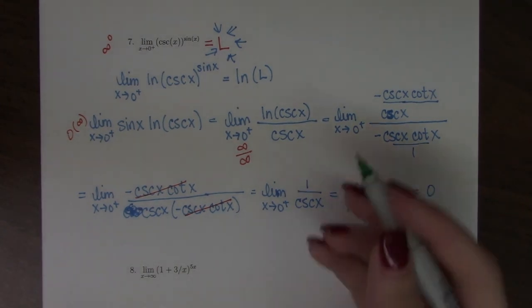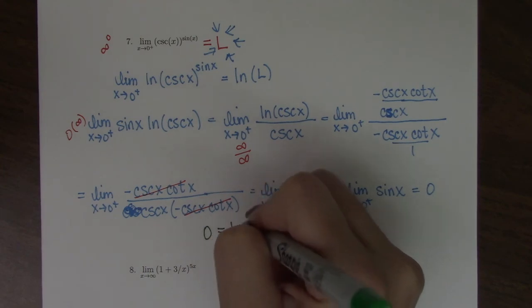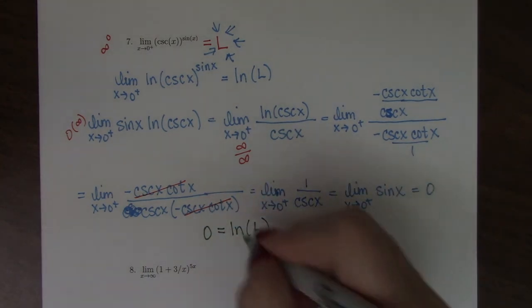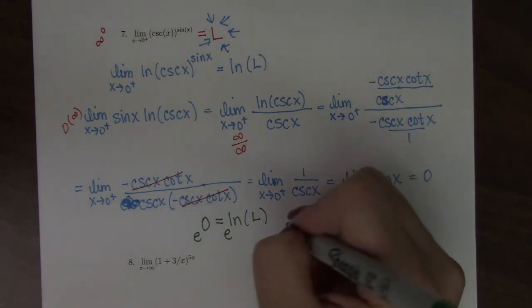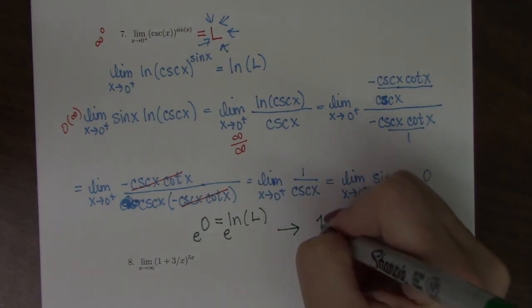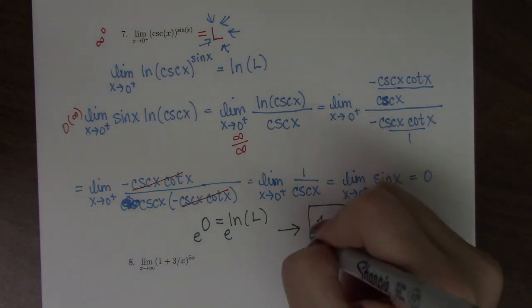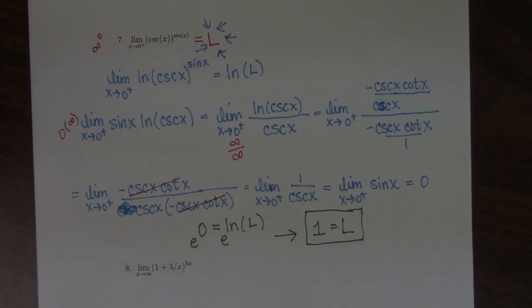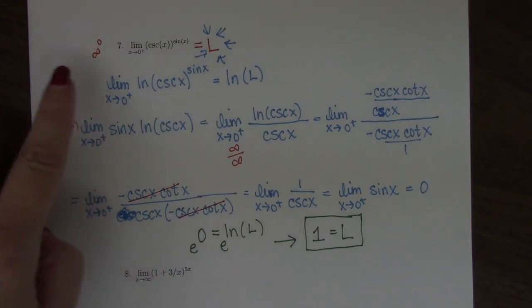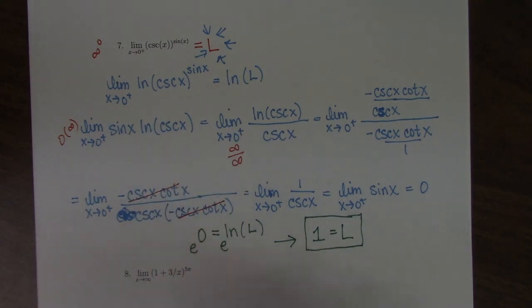We always have to do the last step of this problem when we use natural log. 0 is the natural log of L. To solve for L, we get rid of the natural log by raising e to both sides. So e to the 0 is 1, and e to the natural log cancels out. So this limit equaled 1. It's kind of wild that this indeterminate form turns into this indeterminate form, then we get it to this indeterminate form, and it all ends up being 1.